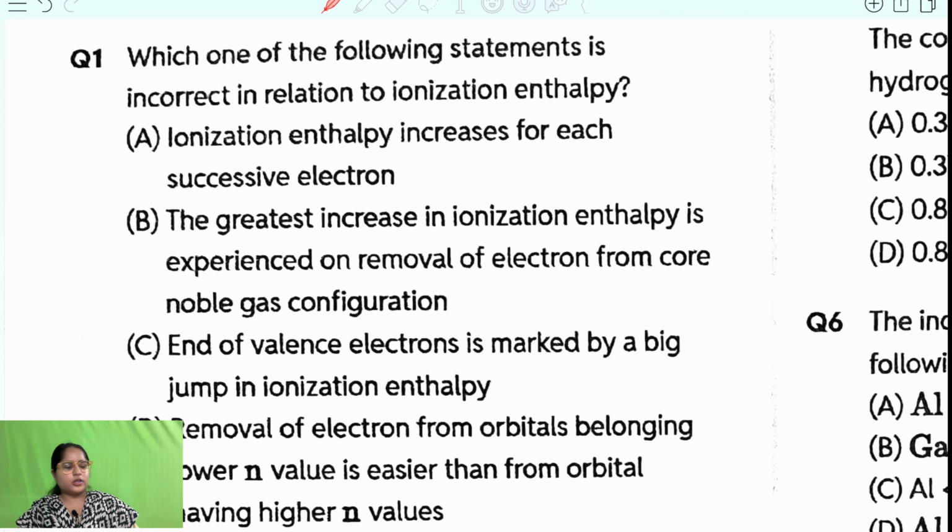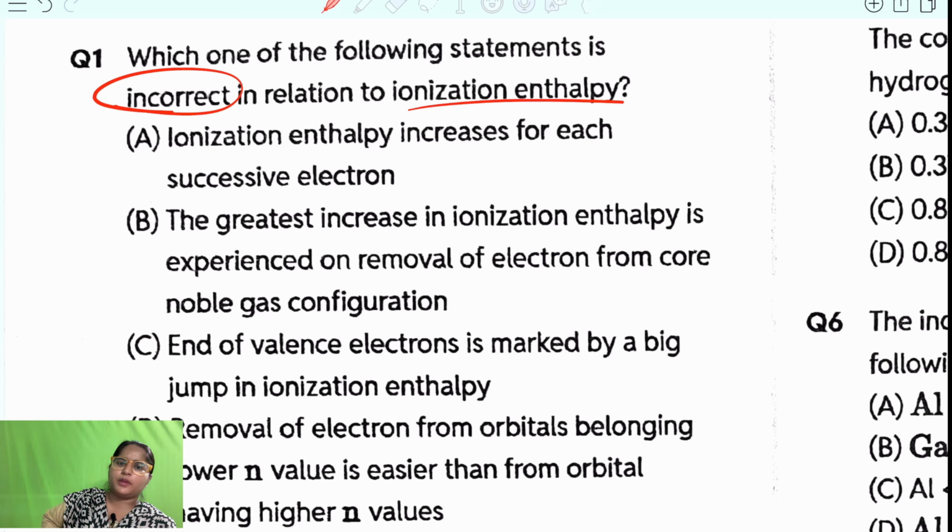DPP number 5, question number 1. Which one of the following statements is incorrect? Now let us come to ionization energy. I will give you a 1 minute brief. What is ionization energy? Energy required to remove an electron from an isolated gaseous atom. Left to right, ionization energy increases. Down the group, it decreases. Wherever you see the nitrogen family, due to half-filled stability, its ionization energy will be more than the neighboring atom. Remember as a star point: beryllium will jump, nitrogen family will jump. Whenever you are arranging ionization energy, the beryllium family and nitrogen family will jump.